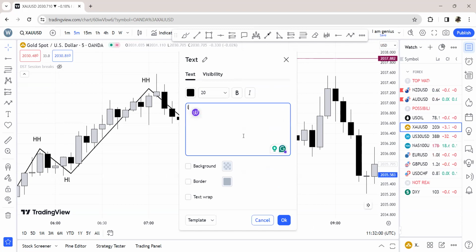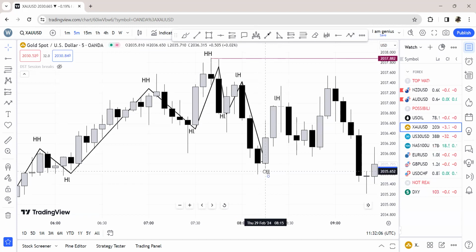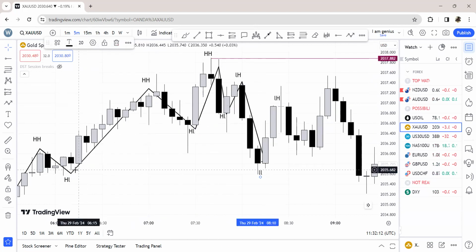Okay, let me just change this to a lower low. So the market made a lower low here. How am I able to find these levels, you may ask? You just look at the point where the market moved in an impulsive way, then made a correction.